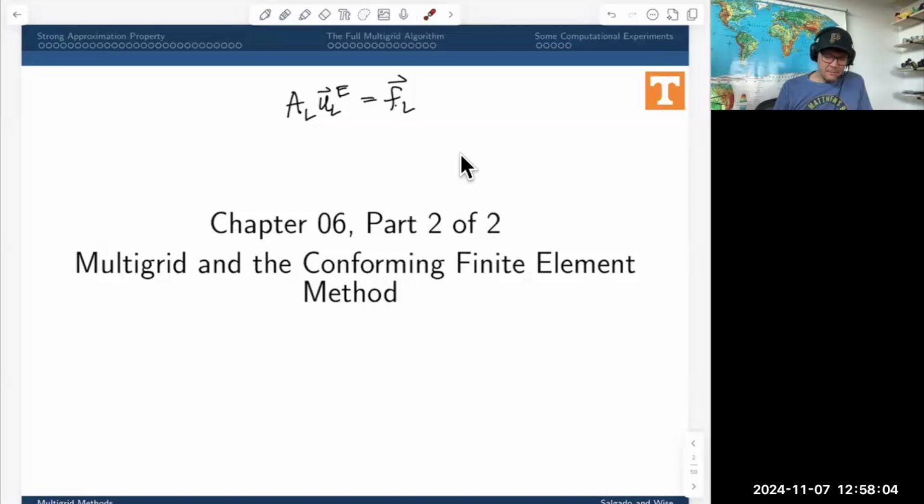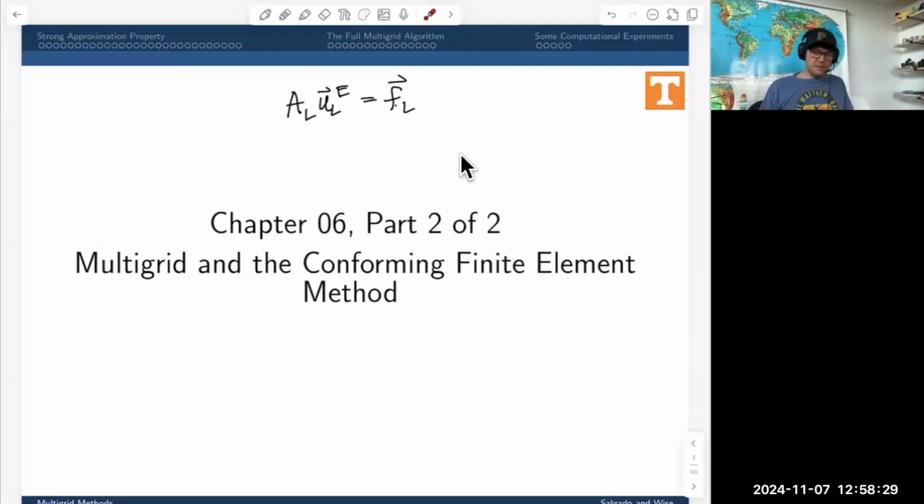If we use the finite element methodology, then all of our multigrid methods converge without any extra work. We've got everything because we have the strong Galerkin condition. We've got the strong approximation property, and if we use Richardson's method for smoothing, then everything converges beautifully.